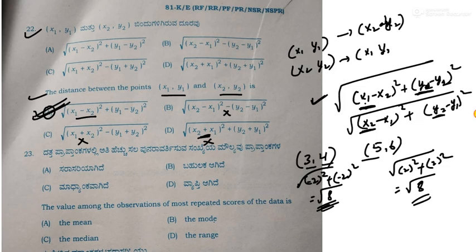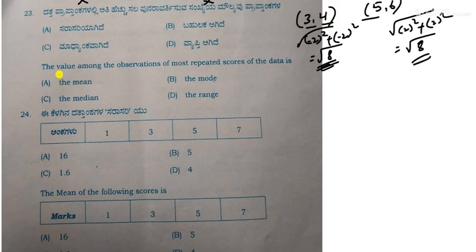I hope that's clear. Question number 23: the value among the observations that is most repeated. Which one is that most repeated? It is mode. Okay, mean is average, median is the centermost, most repeated is mode.